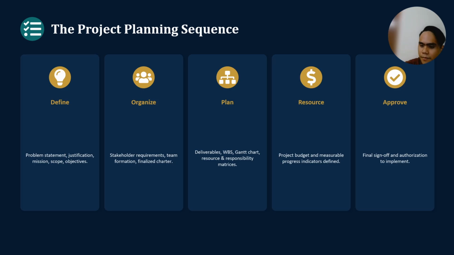So next is plan. Contractual requirements and deliverables are documented. The work breakdown structure, or the WBS, breaks the project down hierarchically into task-level detail. We'll look at a real example on the next slide.